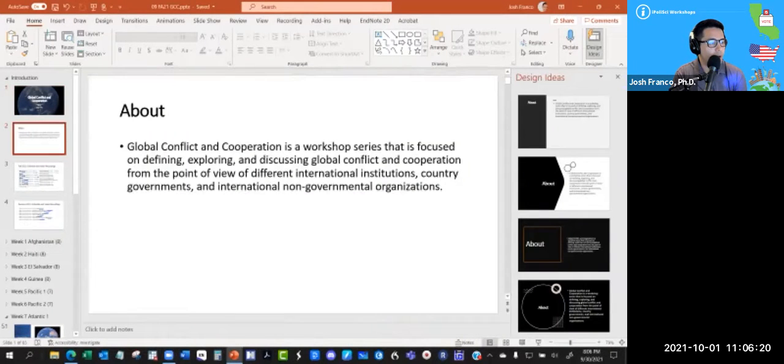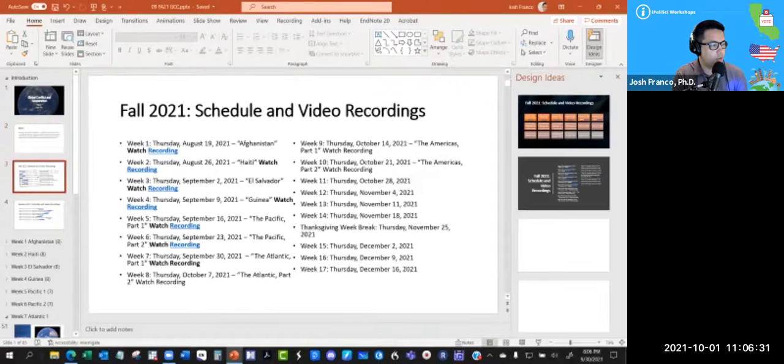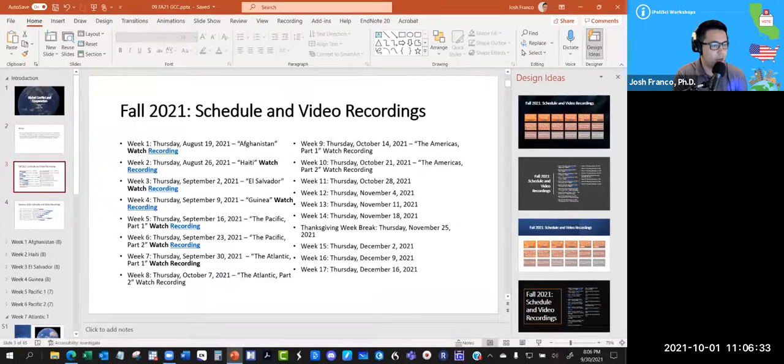This workshop is about defining, exploring, and discussing global conflict and cooperation from the point of view of different international institutions, country governments, and international non-governmental organizations. This is our fall schedule, which will be running through the entire semester. And today is week 7, the Atlantic Part 1.